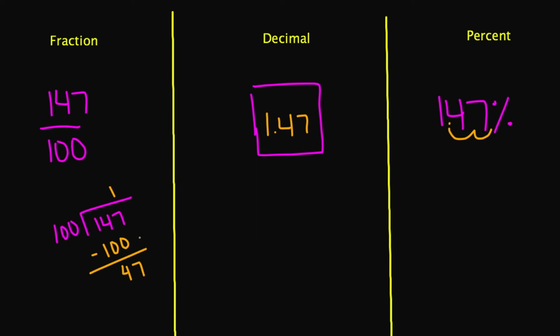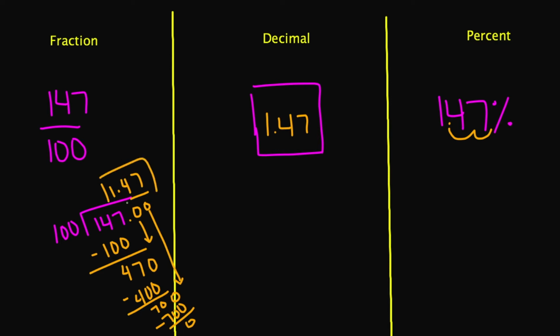100 does not go into 47, so I'm going to add my decimal and then 0. Bring down this 0 here. 100 goes into 470 four times. 100 times 4 is 400. 470 minus 400 is going to equal 70. I'm going to bring down another 0. 100 goes into 700 seven times. 100 times 7 is 700. 700 minus 700 is going to equal 0. So as a decimal, you still get the same 1.47.